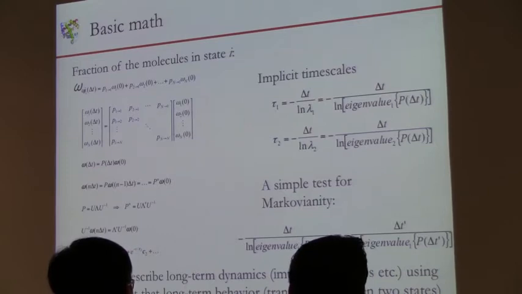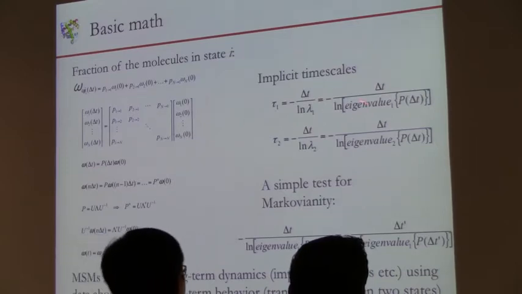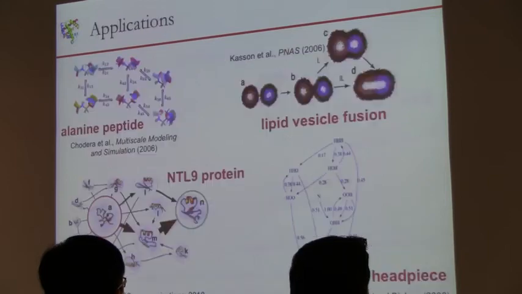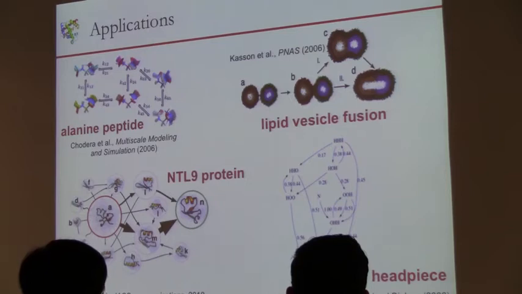So in practice, we take different delta t's, calculate the corresponding timescales, analyze the plot, and if we see a plateau on that plot, that is a sign of Markovianity in the system. There are lots of applications in different fields, as I mentioned. Here are four of them taken at random: folding or unfolding of proteins, different lipid vesicle formation, fusion, and lots of others.